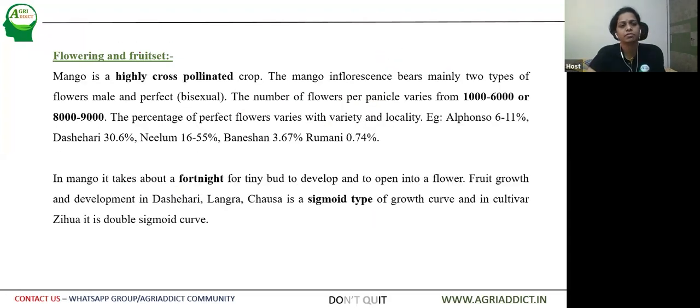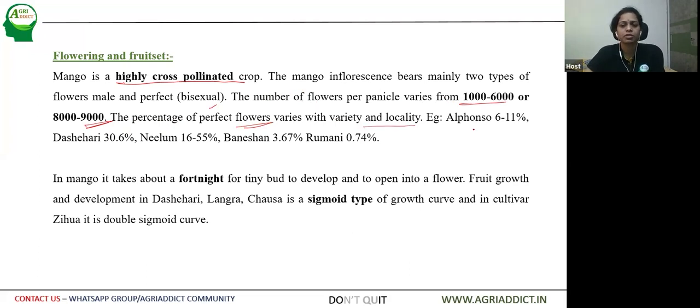Some more important points under flowering and fruit set: we all know that mango is a highly cross-pollinated crop. It bears male as well as bisexual flowers. The number of flowers per panicle varies from around 1,000 to 6,000, or as high as 8,000 to 9,000 flowers per inflorescence, depending on the cultivar. The percentage of perfect or bisexual flowers varies accordingly.